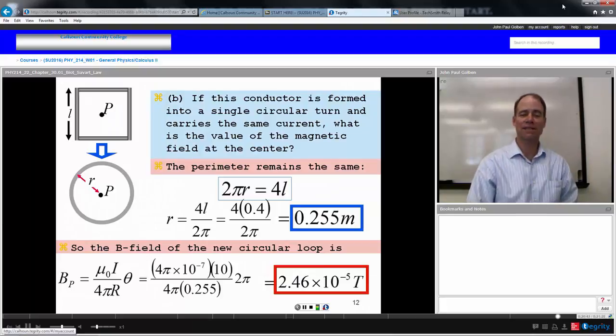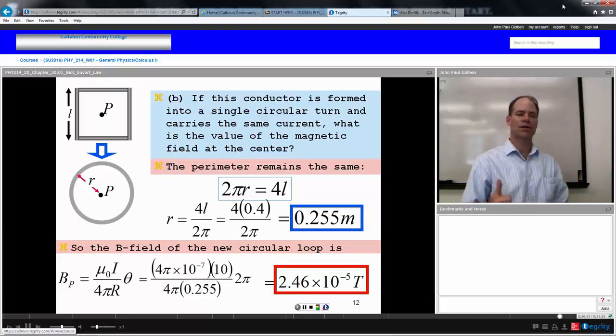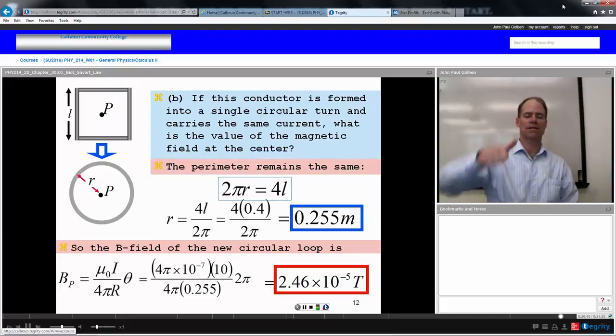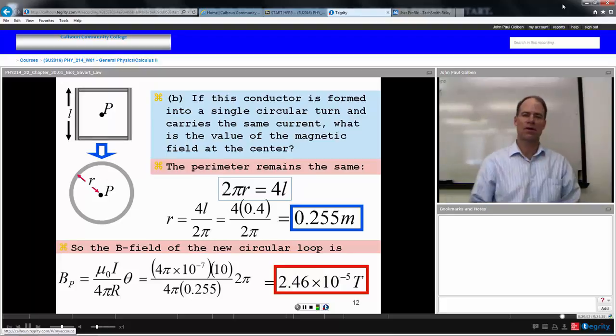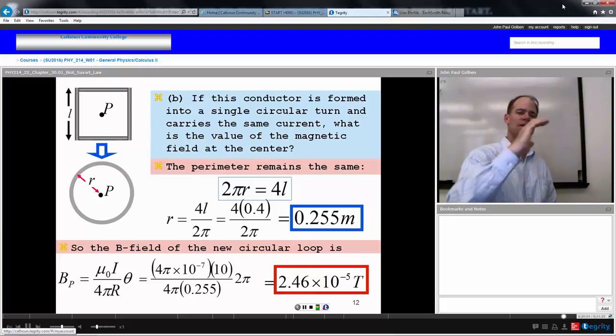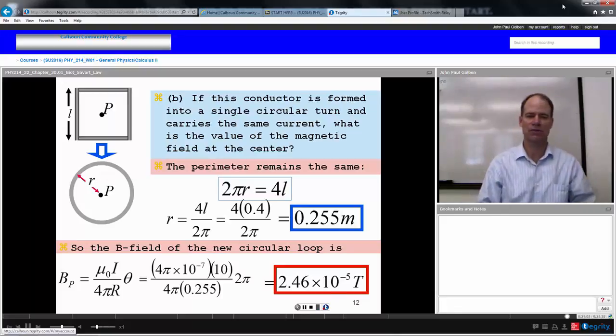The direction of this magnetic field, again, if I follow the current going clockwise, will be into the page on the interior of this loop. Or if I curl my fingers in the direction of the current, clockwise, my thumb will point away from you, into the page. Again, the magnetic field will be in that direction.